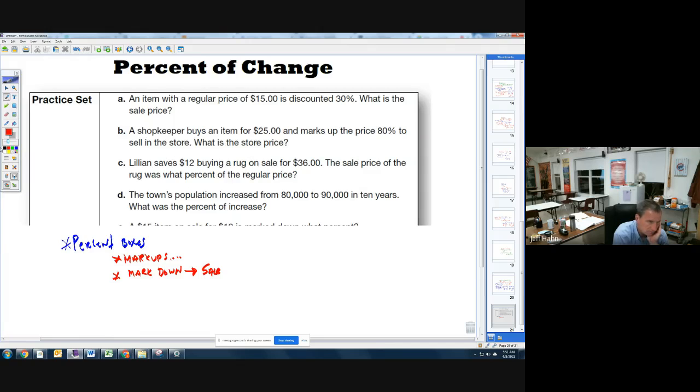Markups we don't talk so much more about, but you have to understand that markups are how stores make their money. For example, you know, a store goes out and buys a pair of tennis shoes from Nike. It has to mark up the price so that it makes some sort of profit here. So this is an increase, while a sale is a decrease. And how it works is like this. Here's where things are a little different than what you're used to.